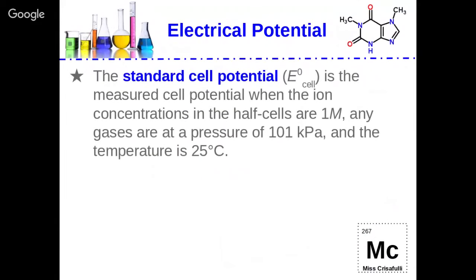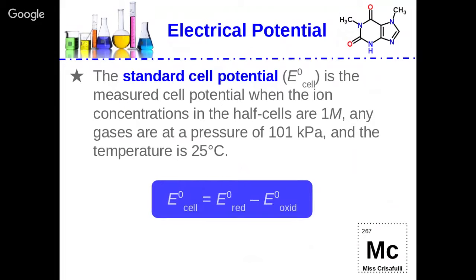The standard cell potential, E0, of the cell is the measured cell potential when the ion concentrations in the half cells are 1 molar, the gases are at a pressure of 101 kPa, and the temperature is 25 degrees Celsius. So again, we're going to put E0 because that is when we have 1 molar solutions at standard conditions, 101 kPa and 25 degrees Celsius. So again, that's the reduction half minus the oxidation half.